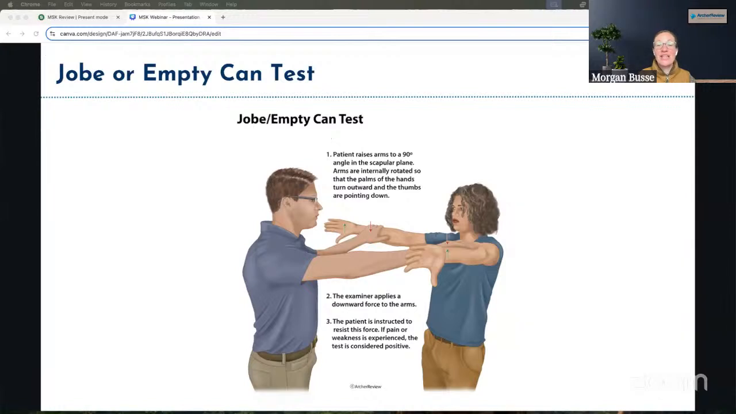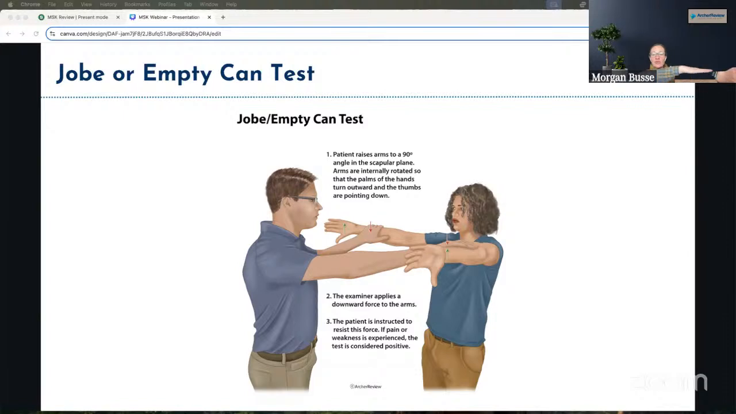We can also call this the supraspinatus test. What we're looking for here is that supraspinatus tendon of the rotator cuff, which is the most common area to have a rotator cuff injury. So what we do here is we have the patient sit or stand, and they're going to raise their arms to about 90 degrees. They're not going to be right in front. They're going to come out to the side just a little bit. Go ahead and point their thumbs downwards.